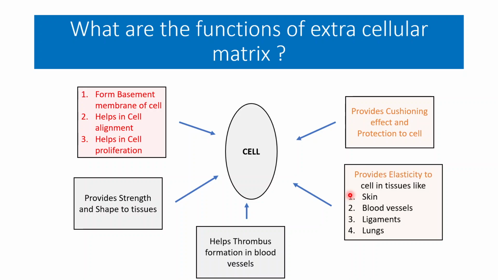It provides elasticity to cells in tissues like skin, blood vessels, ligaments, lungs. It also provides strength and shape to the tissues, and it helps in formation of thrombus in blood vessels. So these are the functions of extracellular matrix.